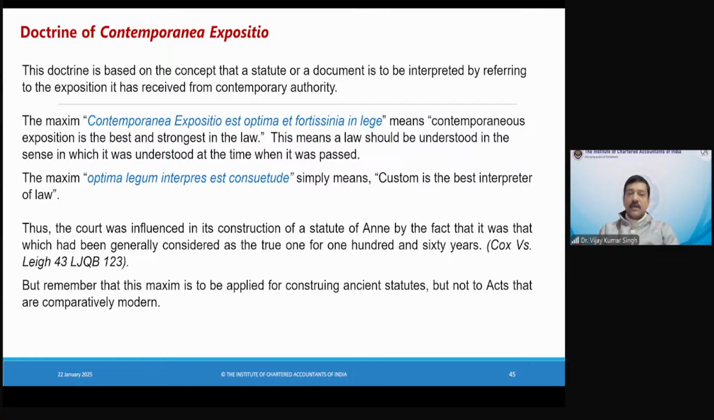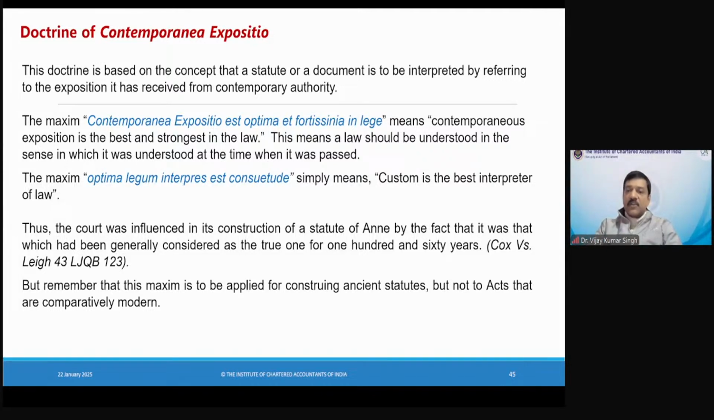So here the maxim is contemporanea expositio est optima et fortissima in lege. It says contemporaneous exposition is the best and strongest in the law. So what is this saying? In simple language, it is saying that you have to see what is happening, the contemporary things.